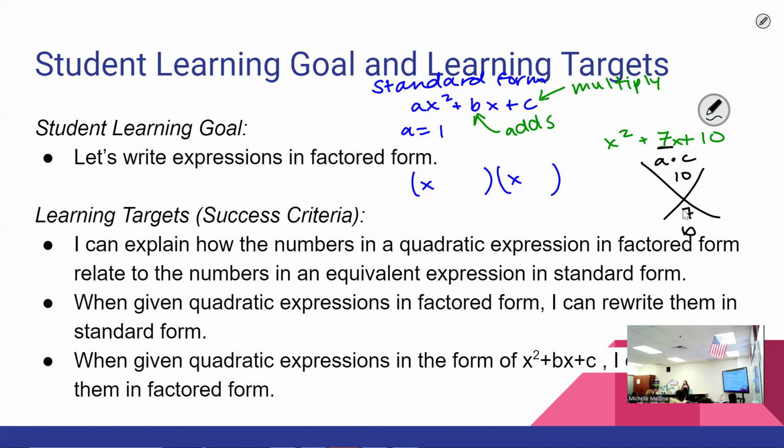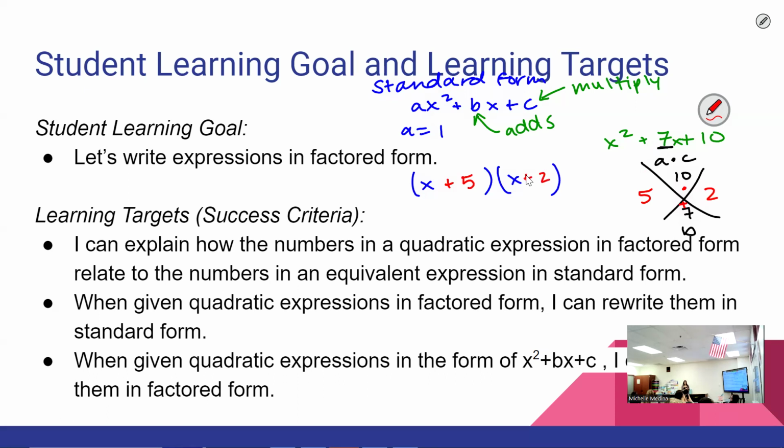I need you to think of 2 numbers that multiply to 10 and add to 7. Don't say it out loud, just think about it. Multiply to 10 and add to 7. What 2 numbers multiply to 10 and at the same time add to 7? 5 and 2. So then when I write it in factor form, it's going to look like this: X plus 5 and X plus 2.